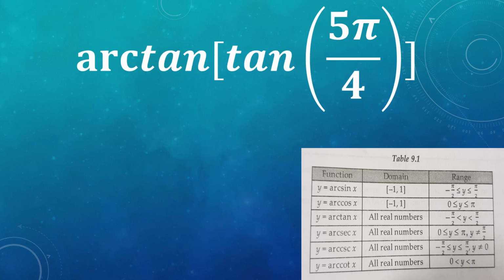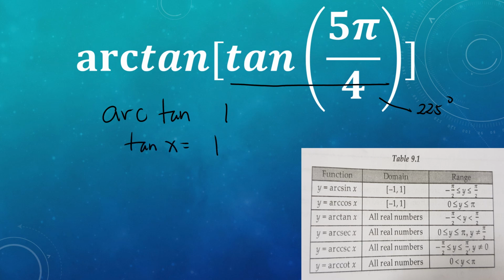Let's try another example. Arctan tan pi over 4. So let's start with the innermost, tan pi over 4. Pi over 4 is equal to 225 degrees, and tan 225 degrees is equal to 1. So we're going to write arctan and the value of tan pi over 4, which is equal to 1. Arctan 1, so we can rewrite that as tan x is equal to 1. And we're going to think of the angle measure that will satisfy the given equation. The angle measures that satisfy the given equation are 45 degrees and 225 degrees.